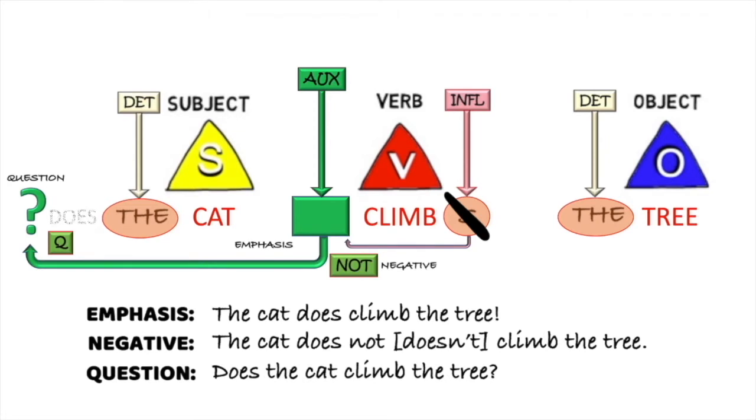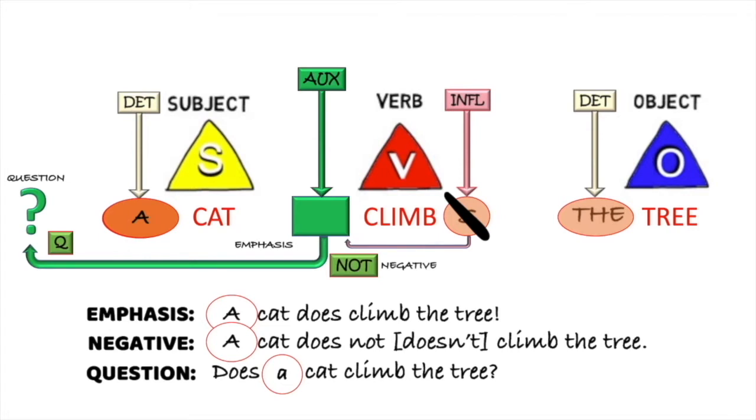Okay, now we learned that the means a particular one. So if we know which cat it is, we'll say the cat. But if it's any cat, we can say a cat. So we get a cat does climb the tree, for emphasis. A cat doesn't climb the tree, in the negative. And does a cat climb the tree, for the question.